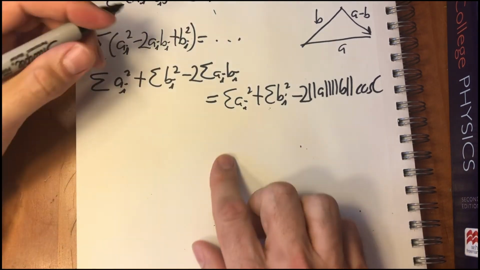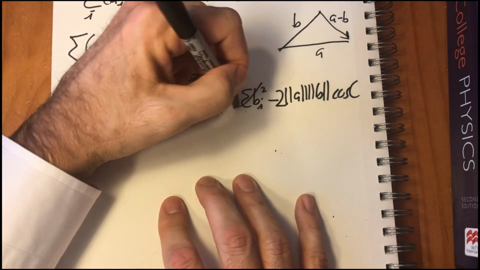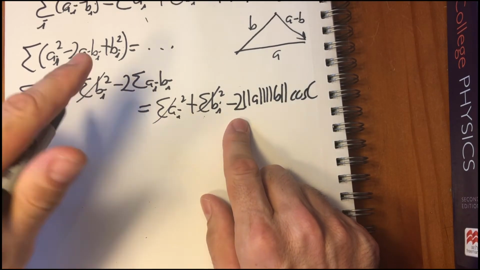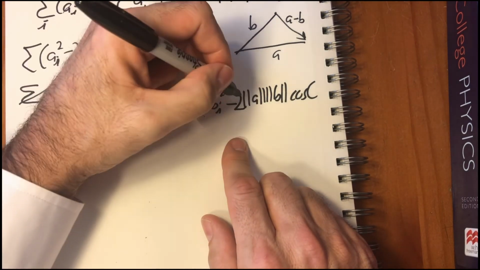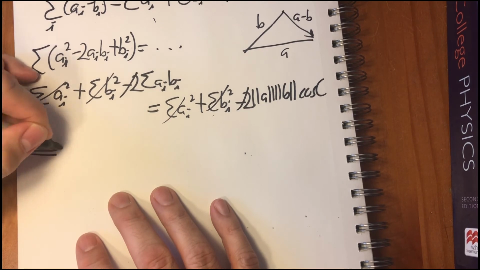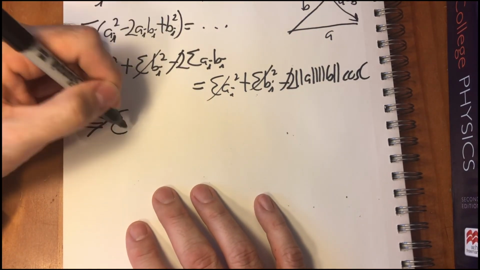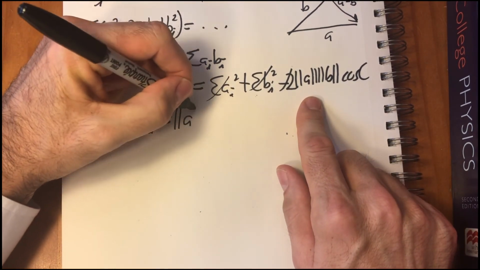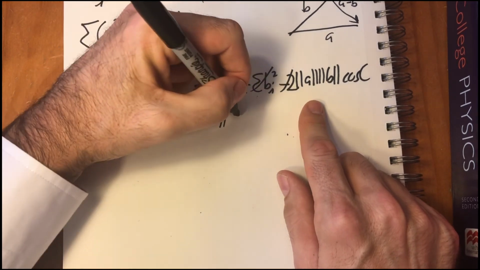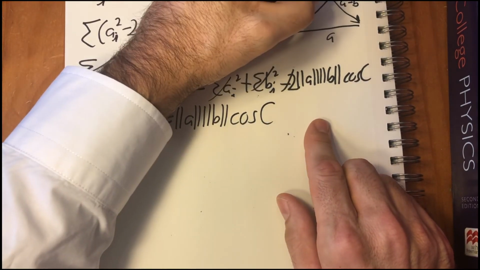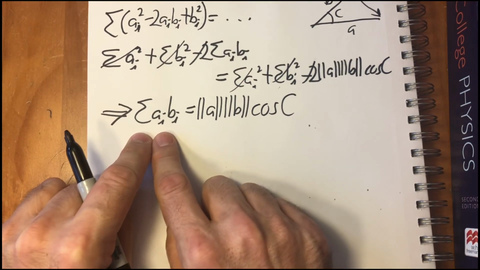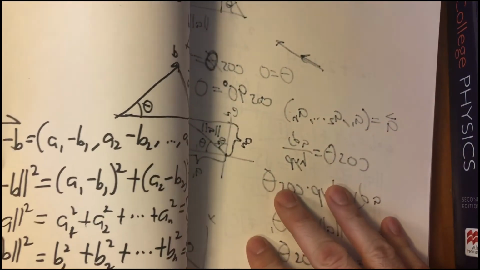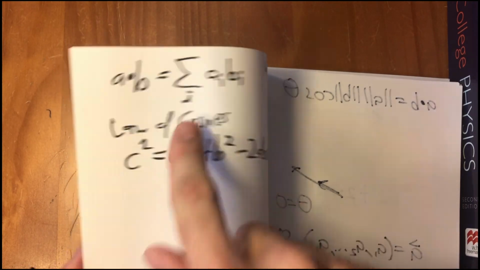So now we can cancel, right? Cancel these, and then we can divide by 2 on both sides. So we cancel the 2 there and the 2 there, and what are we left with? We're left with the sum of ai bi equals the length of a, length of b, cosine of the angle between them. And what's this? This is the dot product. That's how you write the dot product algebraically.